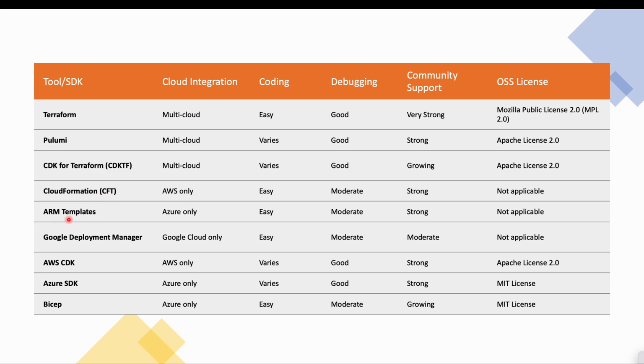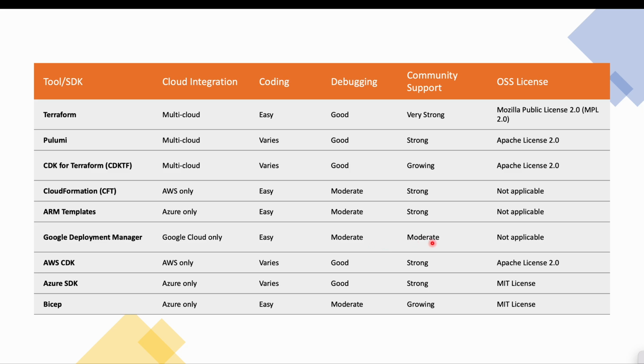The same thing applies for ARM template and Google Deployment Manager. With ARM template, you can create resources only in Azure, coding is easy, debugging is moderate, and community support is strong. As usual, a license is not needed because it is part of the Azure subscription. And with Google Deployment Manager, you can create resources only in GCP, and coding is easy and debugging is moderate.